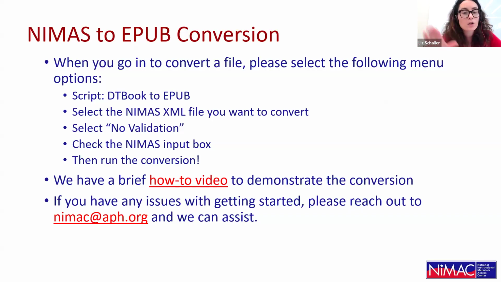And then select the correct NIMAS XML file that you want to convert. So you do need to unzip the NIMAS file set and select just that XML file. And then as you're going through the different options, many of them you can just ignore, but we're highlighting the ones that you really need to actually do. One is to select no validation. Sometimes the validation process will catch errors that really wouldn't cause a problem with the conversion, but it will halt the conversion from continuing. So go ahead and select no validation, and then check that NIMAS is your input in the input box, and then you run the conversion.